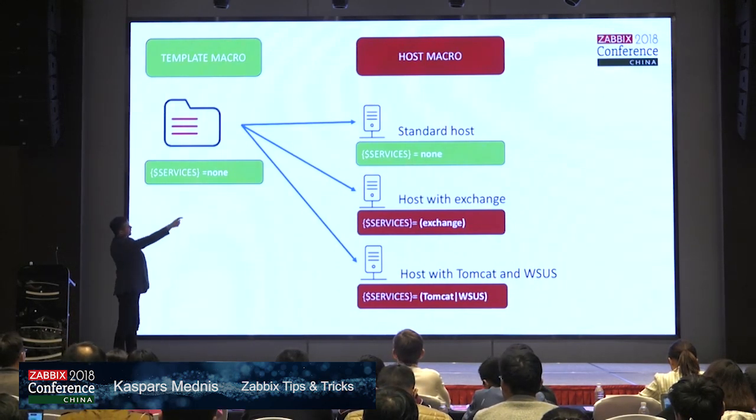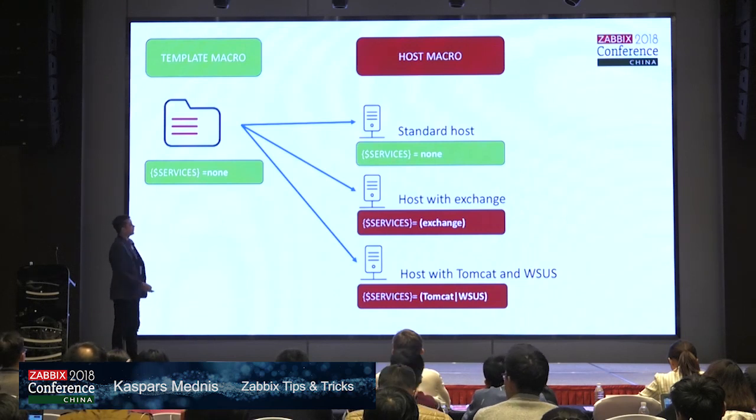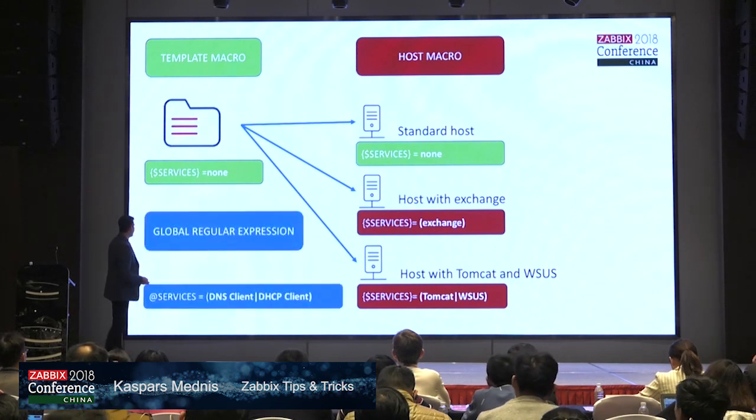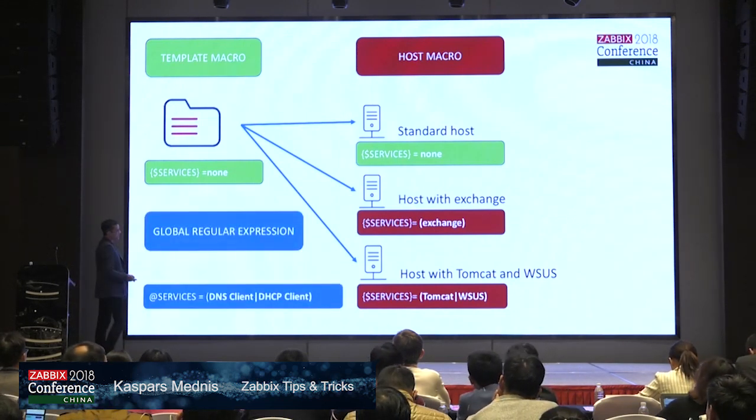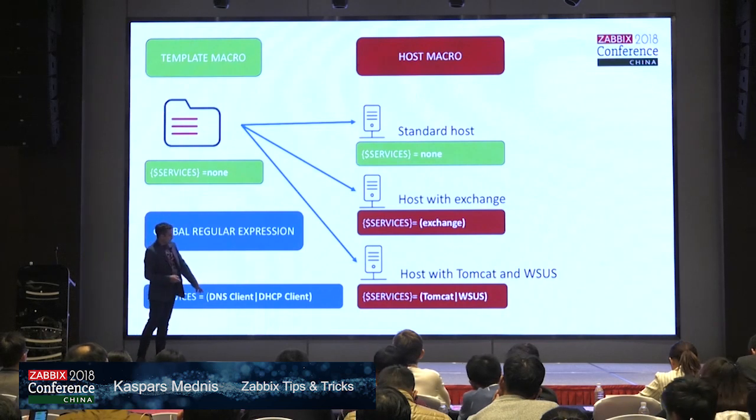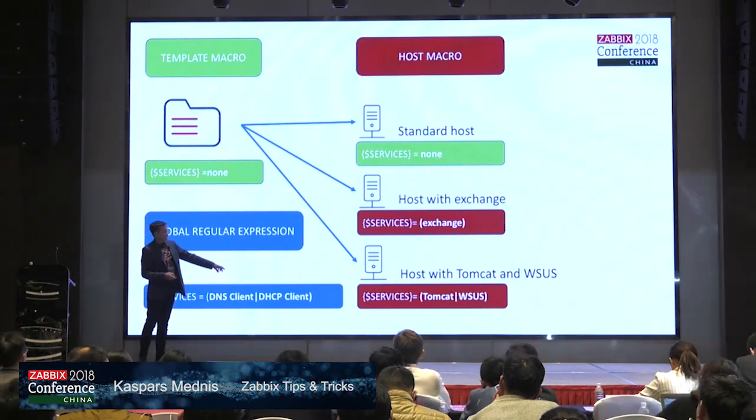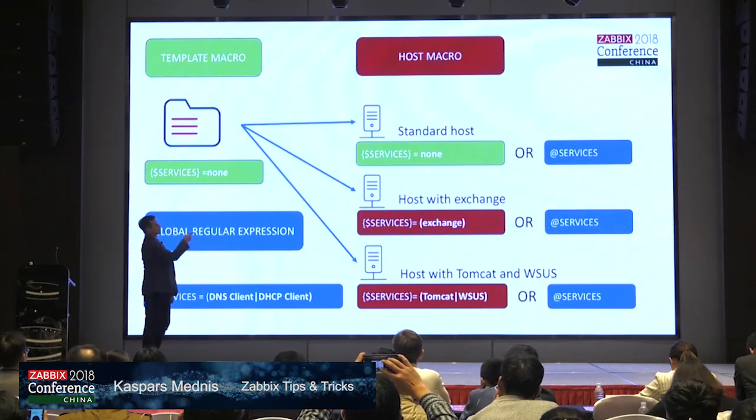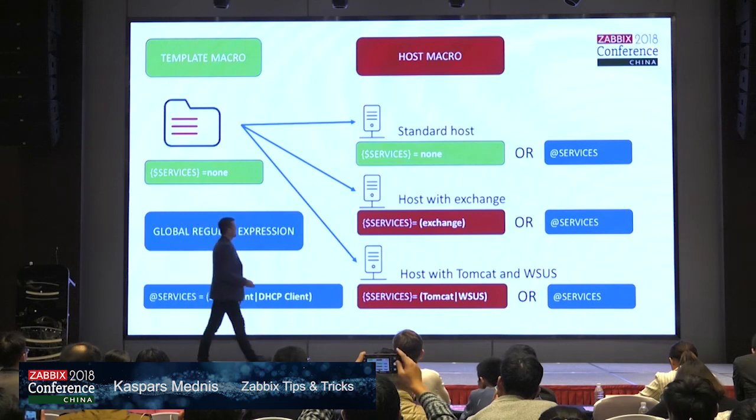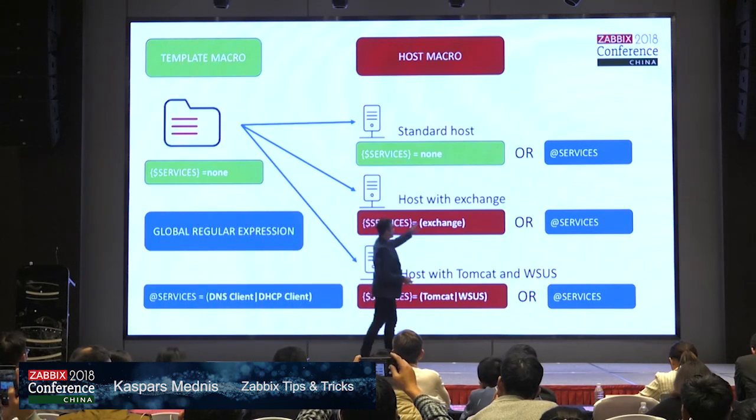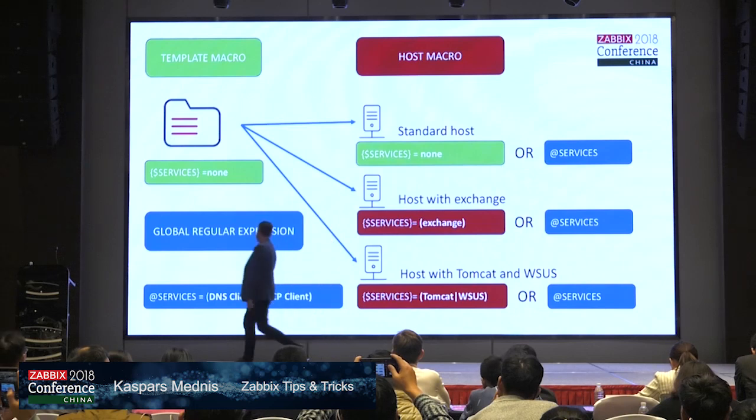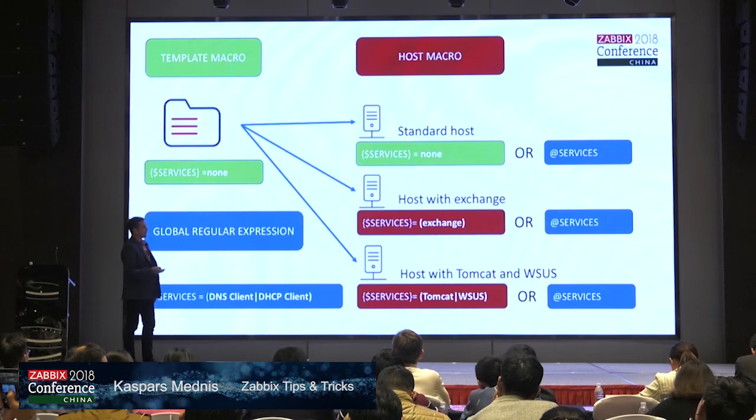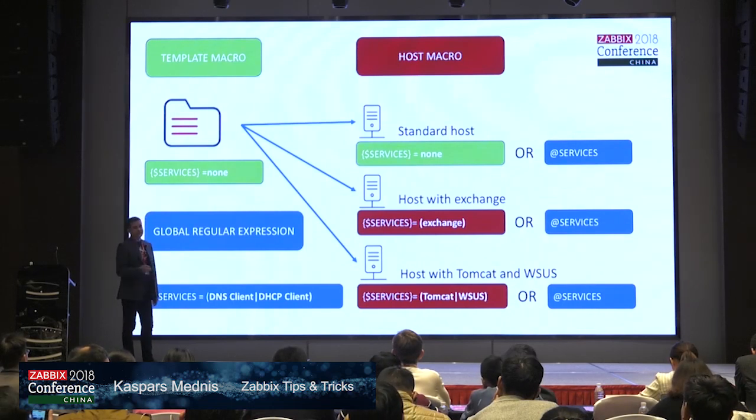So for the first server, no services will be monitored. For those hosts, one or two services will be monitored. And then you can extend. Maybe you need to monitor DNS client or DHCP client for all servers. So you can define a global regular expression and you can add it here. And this expression will end up monitoring Exchange, and DNS client and DHCP client on every server. So this is one way how to build a really flexible monitor.